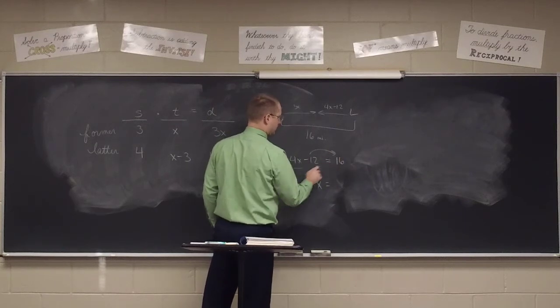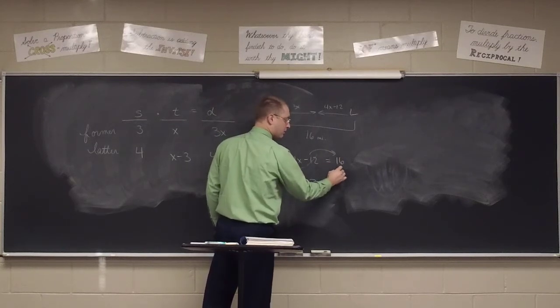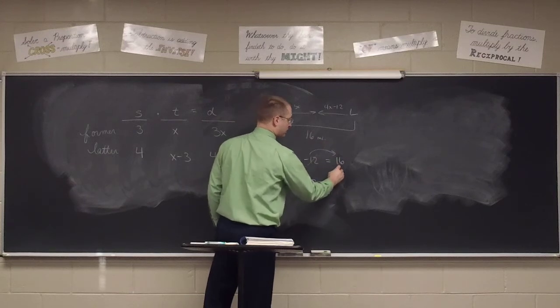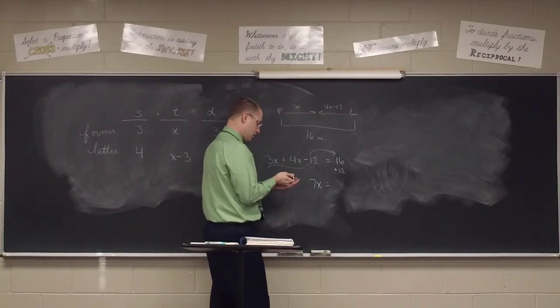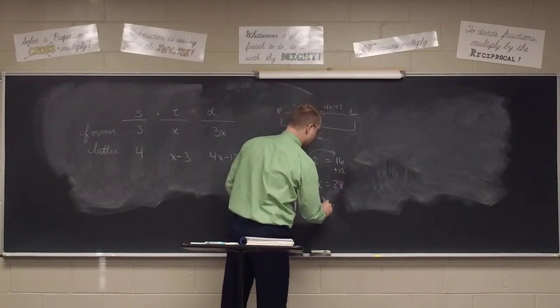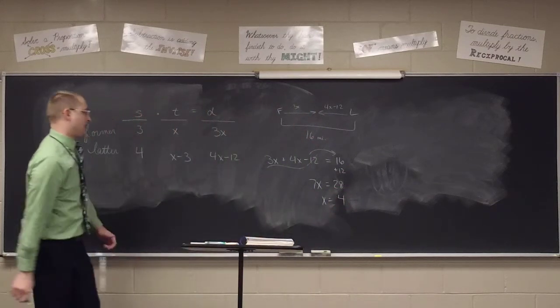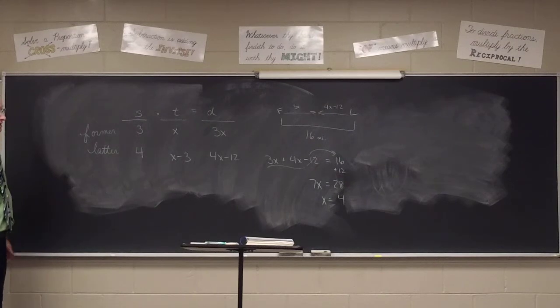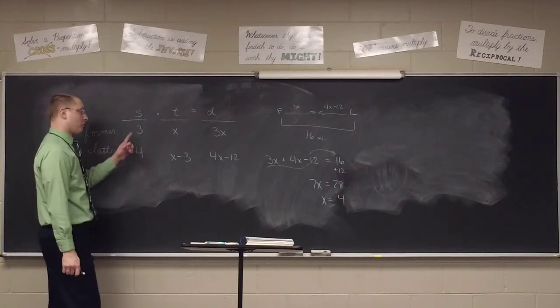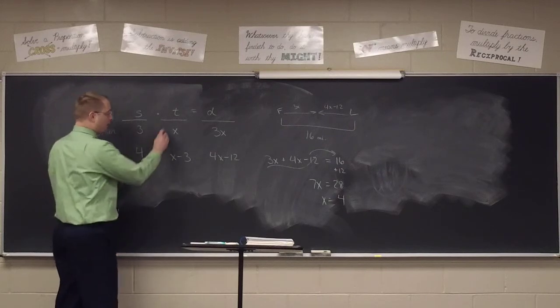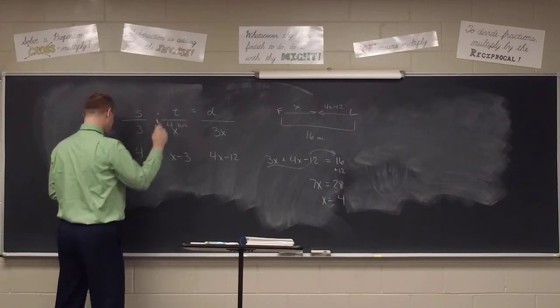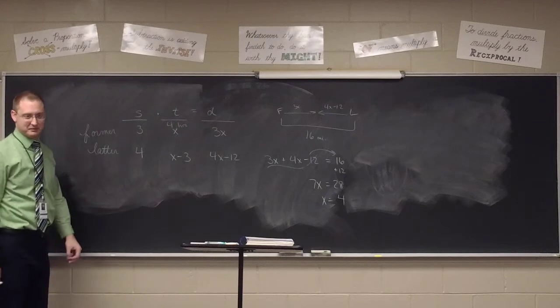Let's ditch the 12. It is a negative 12, so move it over as a positive 12 to get 28. And divide both sides by 7, class, to get x equals. Now, what did x represent? The former's time. So apparently the former walked for how long? How long did the latter walk?